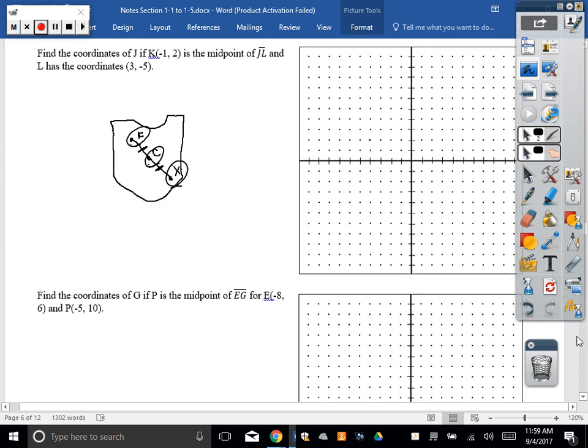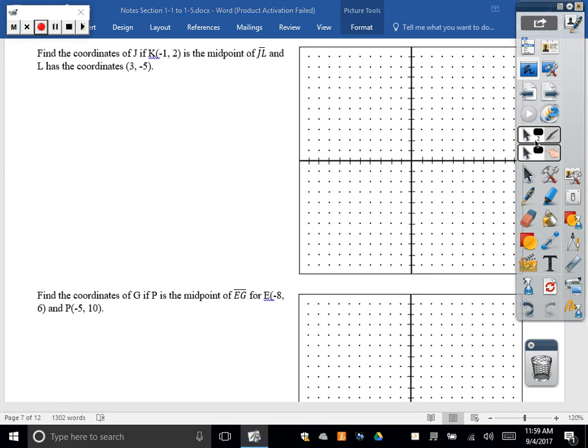this next problem, if we use the midpoint formula, we should be able to figure out that other point. So it says this, find the coordinates of J if K is at -1, 2, and the midpoint of JL and L has the coordinates of 3, -5. So basically, let me just make sure we understand this.